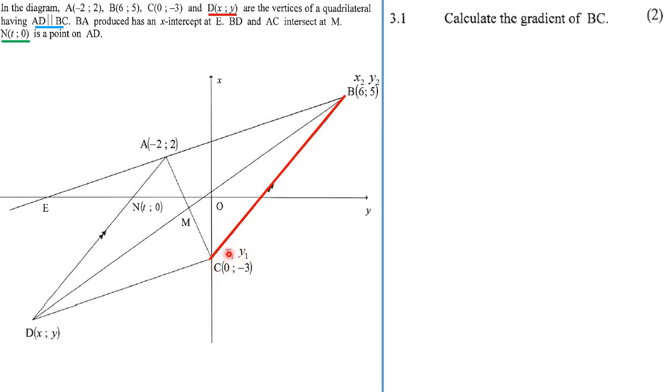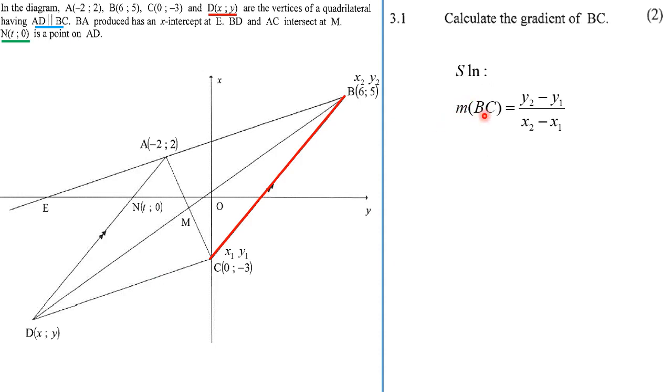You can't say x1 y2. So ones will go together, and twos will go together. Immediately after labeling, which is your first step, you write the formula. So here is your formula. We need the gradient. Remember, small letter m represents gradient.